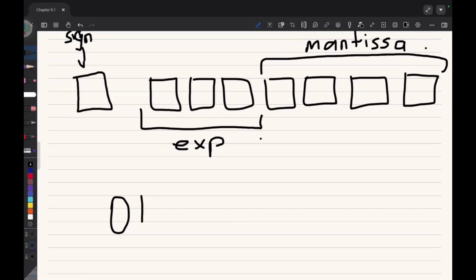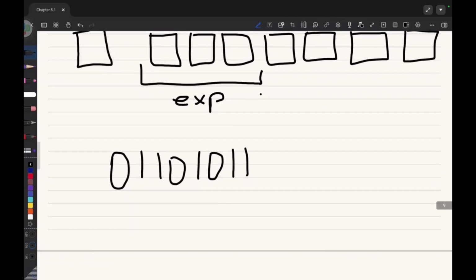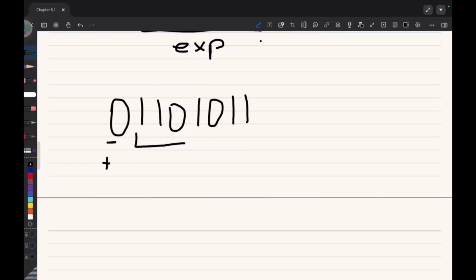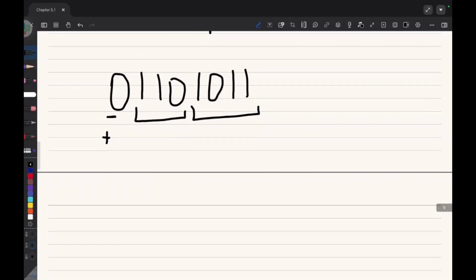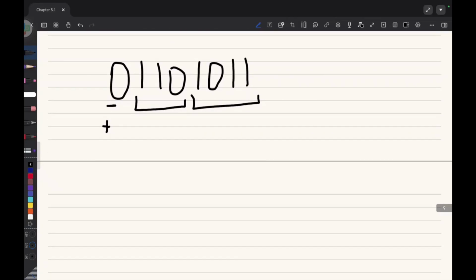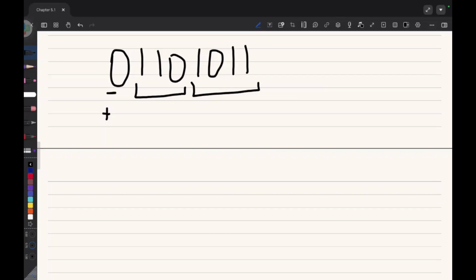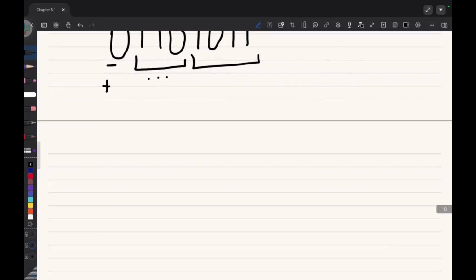Now let's convert a number. We have 0, 1, 1, 0. Right, then we have 1, 0, 1, 1. Okay, now when we convert this, we first look at this part. This is a sign bit, which is a positive because it's 0. Alright, then we have the exponent and then we have the mantissa. And how do we convert this? We extract the mantissa. Well, before we extract the mantissa, let's find out how much this exponent is.